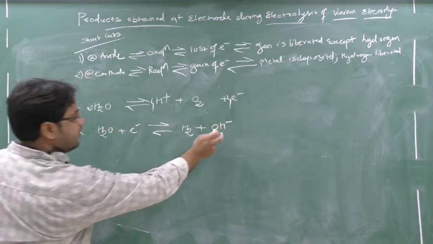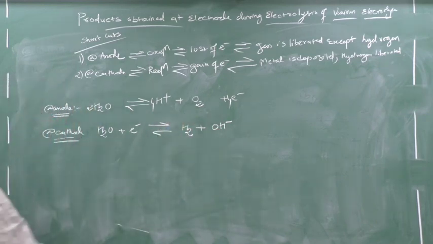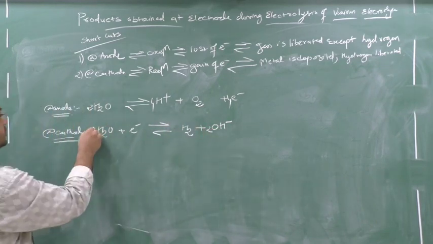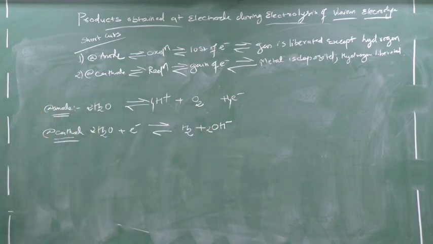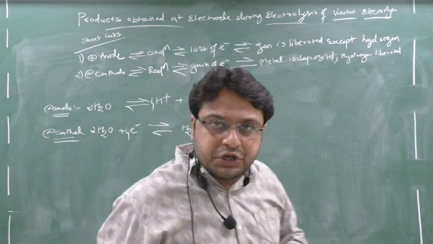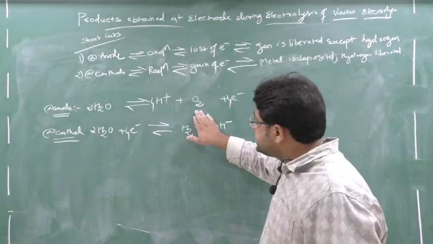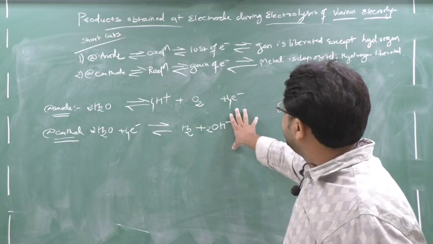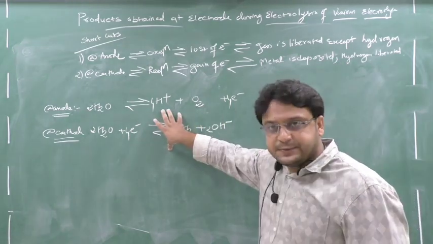Please remember this. Here what will liberate? OH minus. Now balance the reaction. So 2 and 2. Clear? So here 4 electron. So this is the anodic reaction of water, and this is the cathodic reaction of water. See, at anode, during the oxidation of water, oxygen is liberated in this way, and there will be 4 Faraday, and byproduct will be H plus.